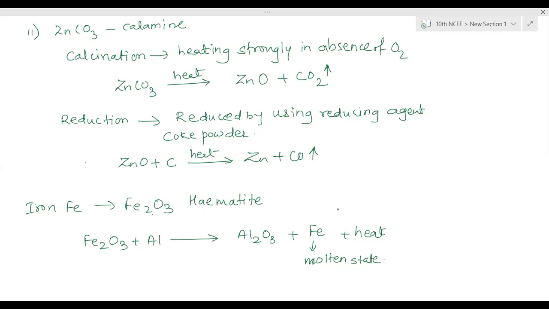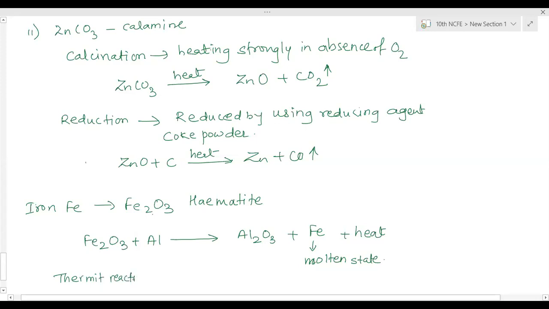Hence, there is a practical application for this reaction. It is used in welding railway tracks. This reaction is directly used to join railway tracks. Railway tracks are made up of iron, and if there are any cracks, they can be filled by using this reaction. Therefore, this reaction is also called the thermite reaction.